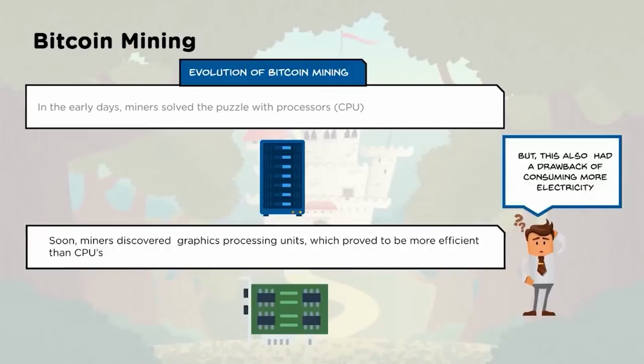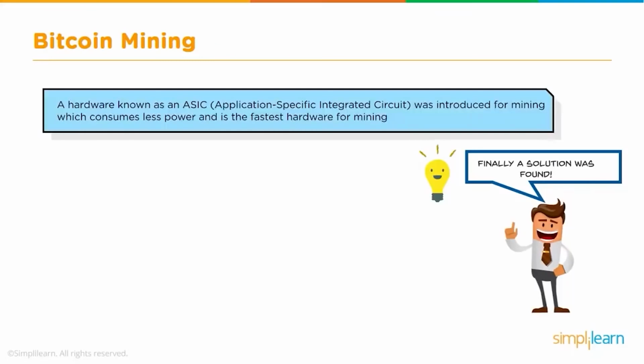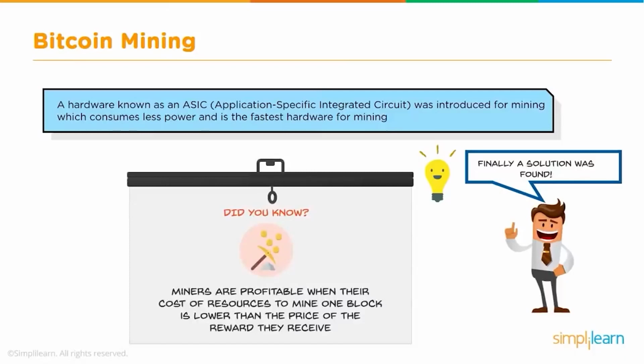But this also had the drawback of electricity consumption. Any miner who has to calculate the return on investment on the hardware also has to accommodate the cost of electricity and other resources which go into the mining. Finally, as of today, they are using a hardware called ASIC, Application Specific Integrated Circuit, which was specifically introduced for mining, which consumes less power and has a higher computing power. Miners are profitable when their cost of resources to mine one block is less than the price of the reward they receive. So definitely the investment has to be less than the reward they earn.